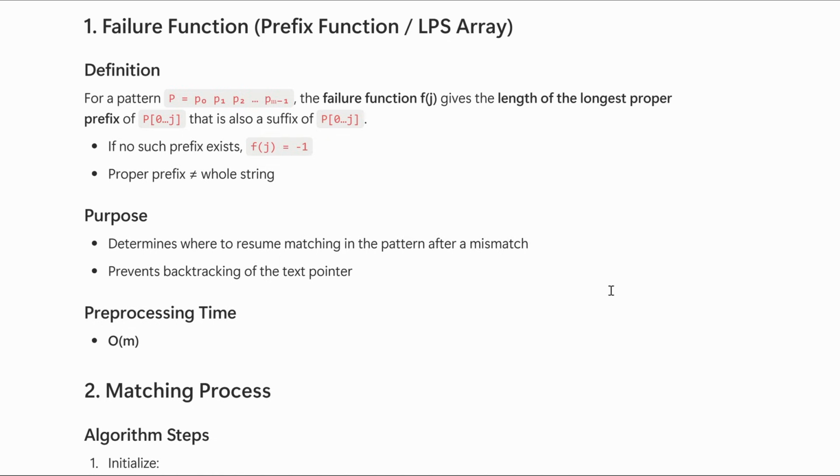For a pattern P equal to P0, P1 up to Pm minus 1, f of j is the largest index i where i is less than j such that prefix of P of 0 up to i equals suffix of P of j minus i up to j. If no such prefix exists, then f of j equals minus 1. Purpose is to avoid backtracking and reduce unnecessary comparisons. Failure function is computed in O of m time.